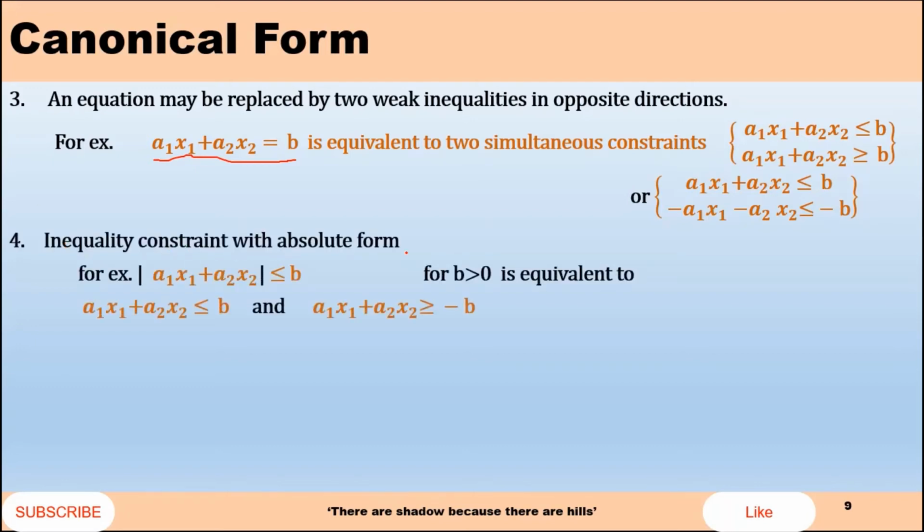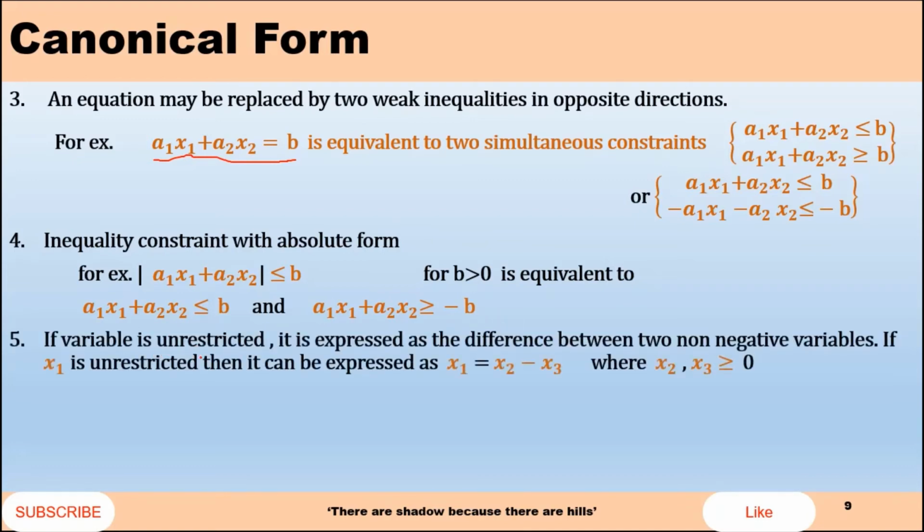An inequality constraint with absolute form, mod of a1 x1 plus a2 x2 less than or equal to b, can be converted into two constraints: a1 x1 plus a2 x2 less than or equal to b and a1 x1 plus a2 x2 greater than or equal to minus b.